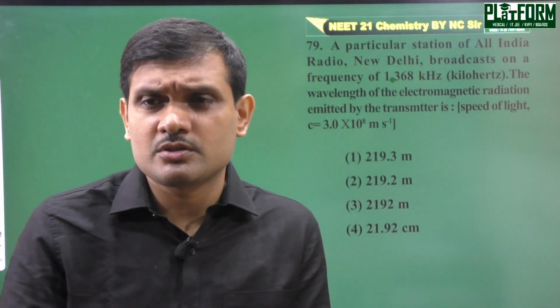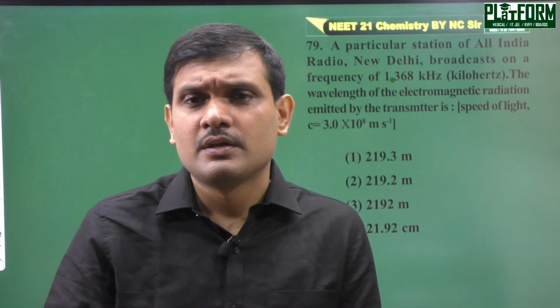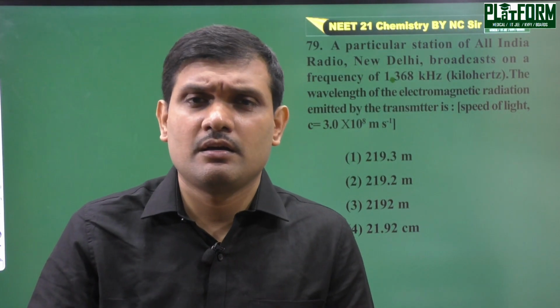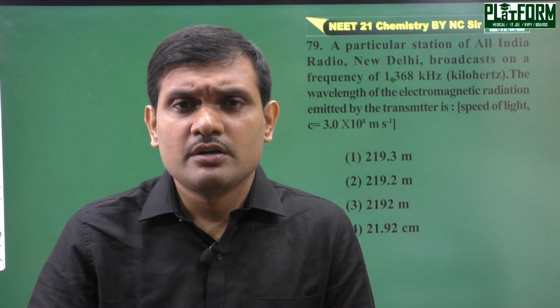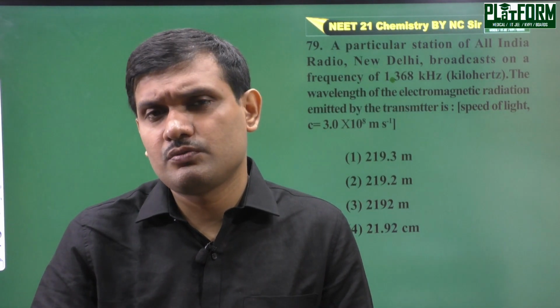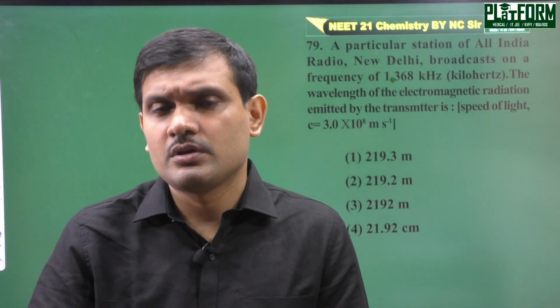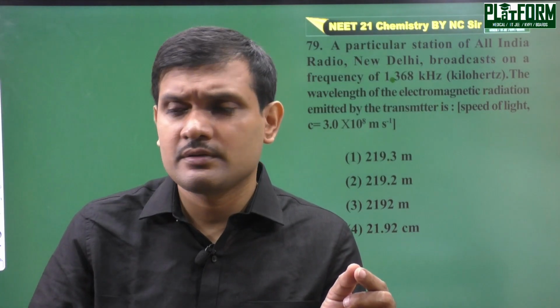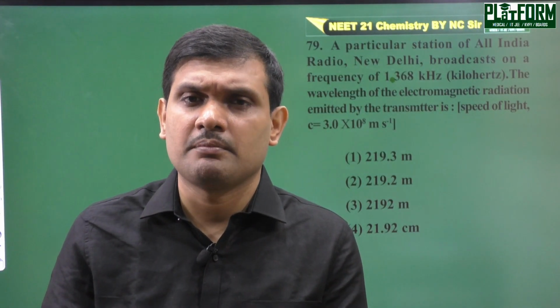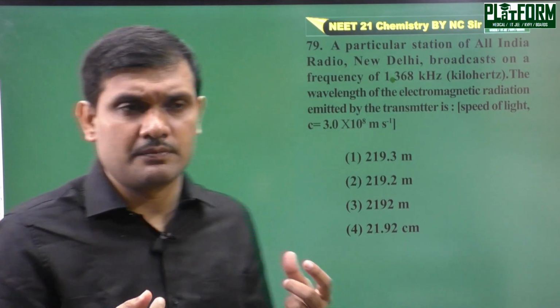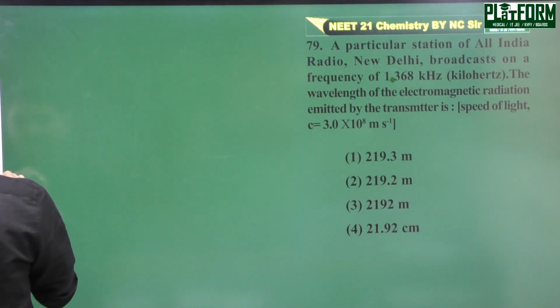When you go through the atomic structure and study the spectrum, you definitely go through a relation: nu into lambda is equal to the velocity of light. So here the nu value is given, the c value is given, and you have to find out the lambda. Very simple question. Okay, so let us write.